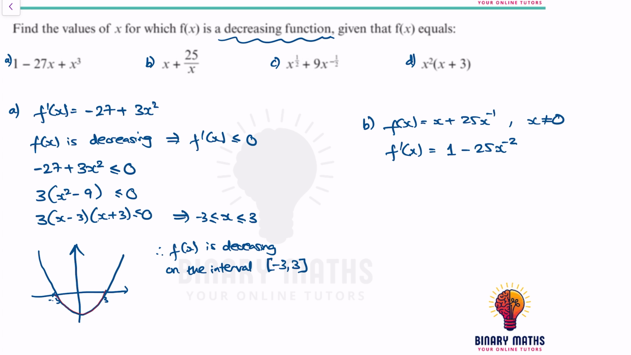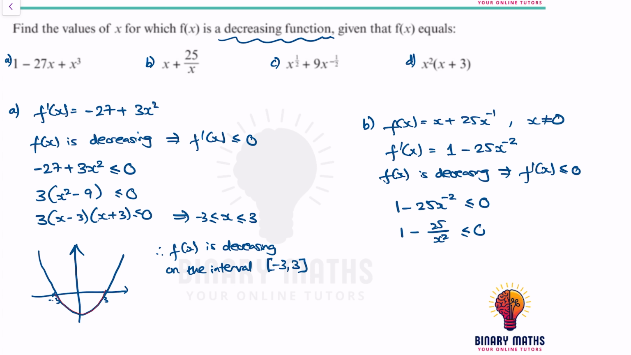Okay, that means, remember, f of x is decreasing, which implies f dash of x is less than or equal to 0, which means we need to solve 1 minus 25x to the minus 2 is less than or equal to 0, which is the same thing as solving 1 minus 25 over x squared is less than or equal to 0, which means x squared minus 25 is less than or equal to 0. Factorize this, we get x minus 5 times x plus 5 is less than or equal to 0.